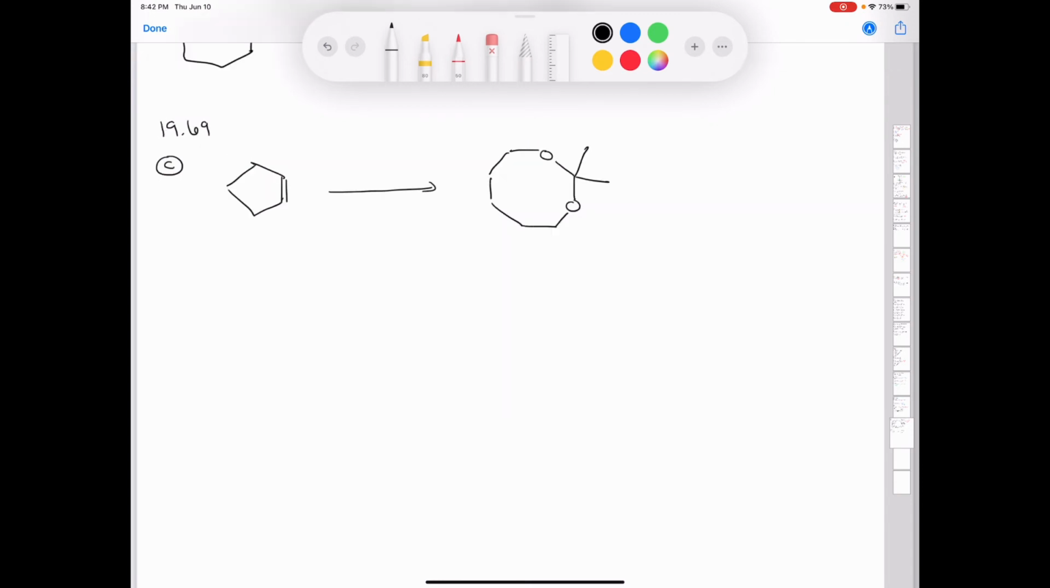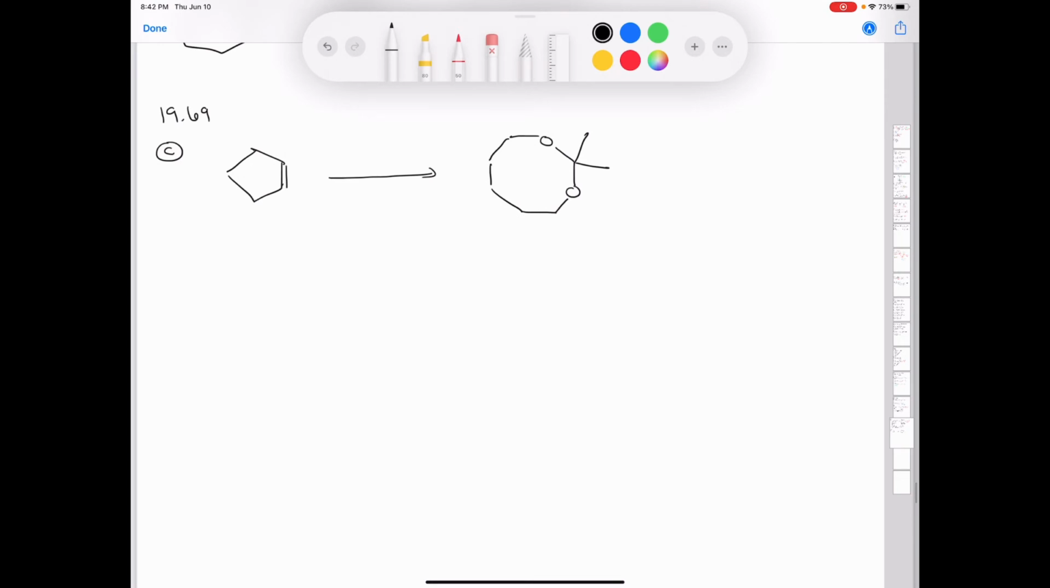All right, in the last one in 19.69, we want to start with cyclopentene, this molecule here, and we want to end up with an 8-membered ring. But something I notice here is that this is an acetal, isn't it? This is just a big cyclic acetal here. So if we think of retrosynthesis, we would make this from this ketone, which is acetone, and our diol would have 1, 2, 3, 4, 5 carbons, like this.